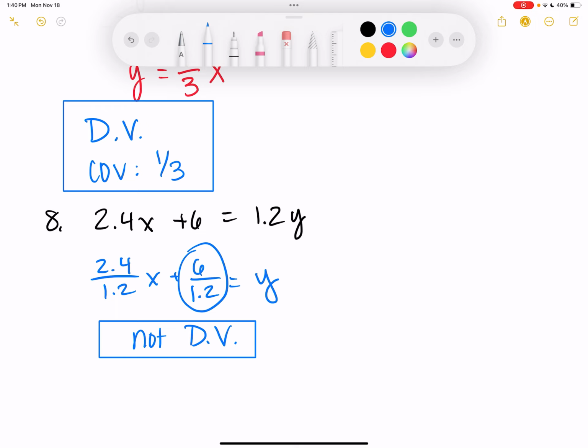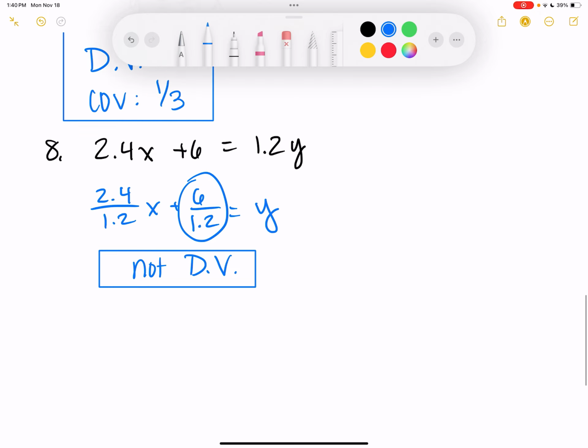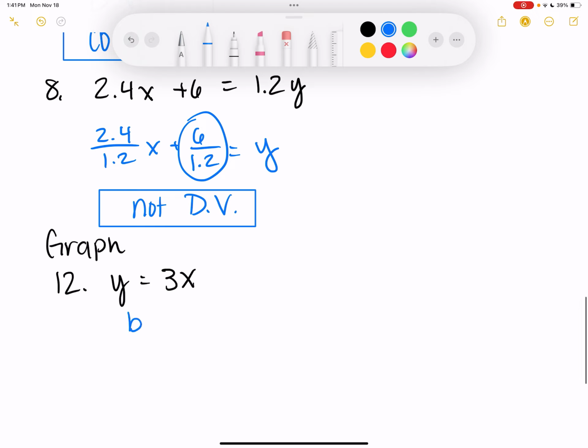Graphing direct variation equations. If you want to use graph paper to do these, that's fine. I'm not going to put graph lines up for this one because they're super simple graphs. Number 12 is y equals 3x. What is my y-intercept? 0. What's my slope? 3. So do my graph.